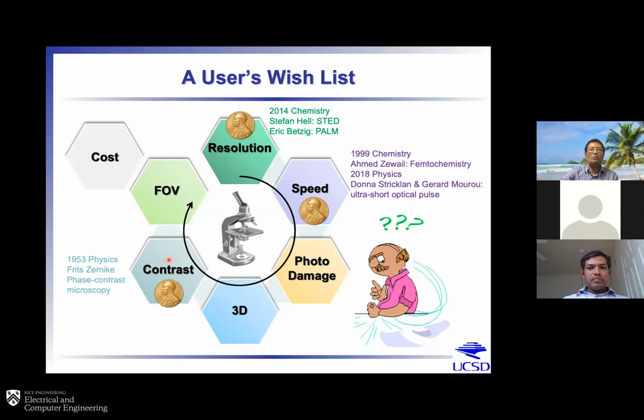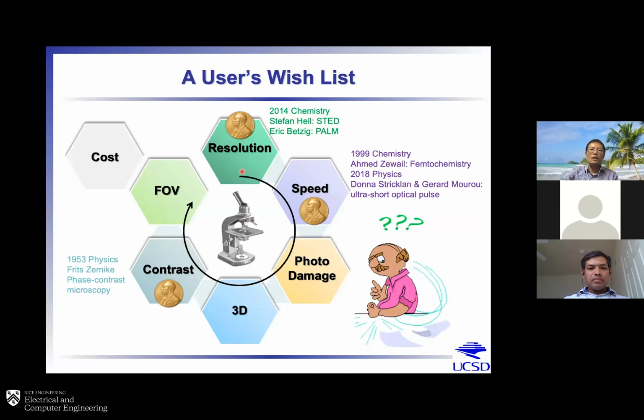The contrast is a big deal because all the cells are pretty much transparent. And if you only look at certain proteins, a certain target, the chemicals, how can you separate your target from the background, which is pretty much transparent, right? The contrast is also a big deal.